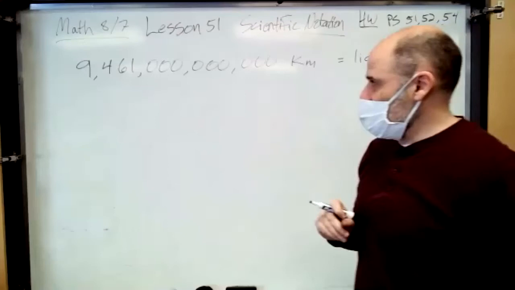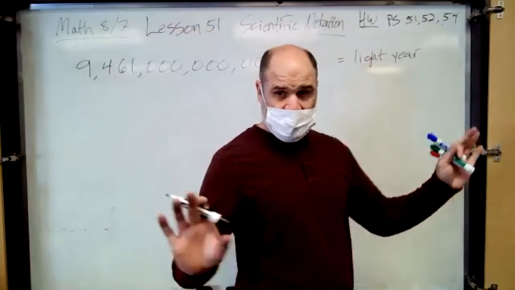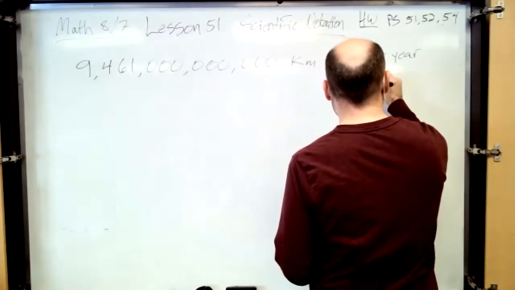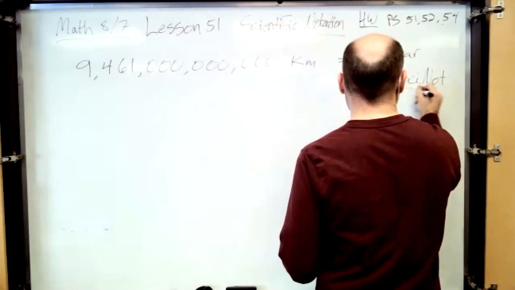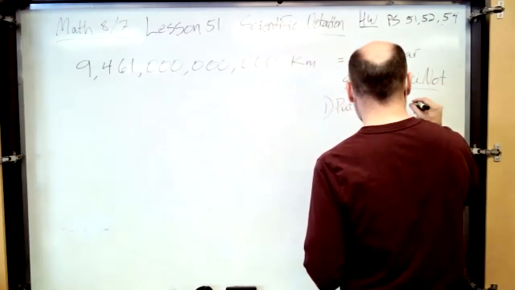Now, I don't want to write all those zeros all the time. So here's what I'm going to do. I'm going to change it to scientific notation. There are just 2 steps, and you can write them down if you want. Step 1: put the decimal after the first non-zero digit.